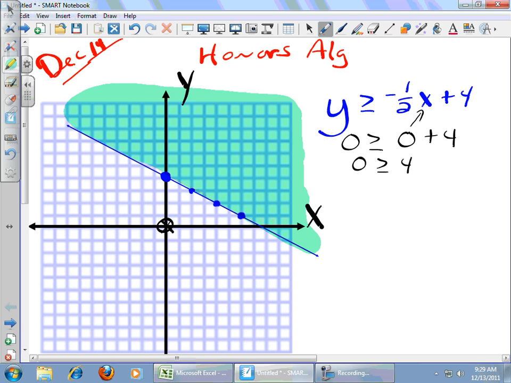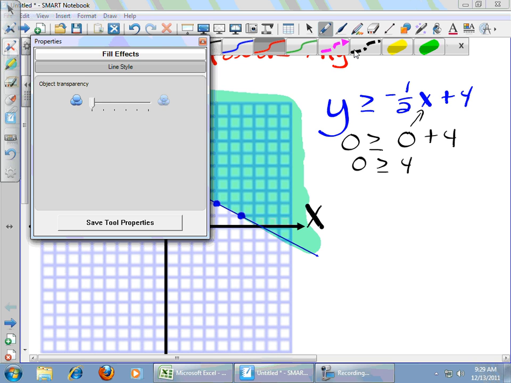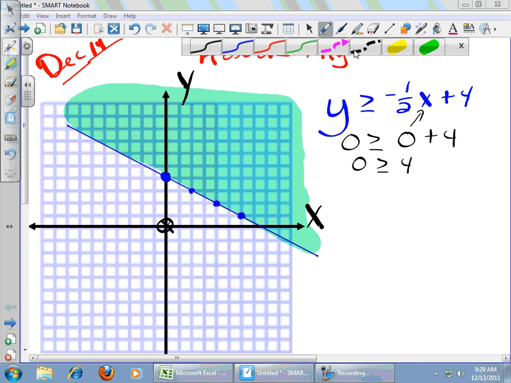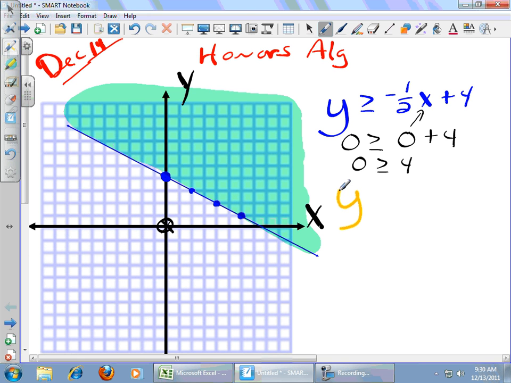Now let's say we have this inequality, because remember, we're doing a system. Let me see if it'll let me do this. Y is less than 3x plus 8. Let's make that a 6. That ought to work. We'll make that a 6.